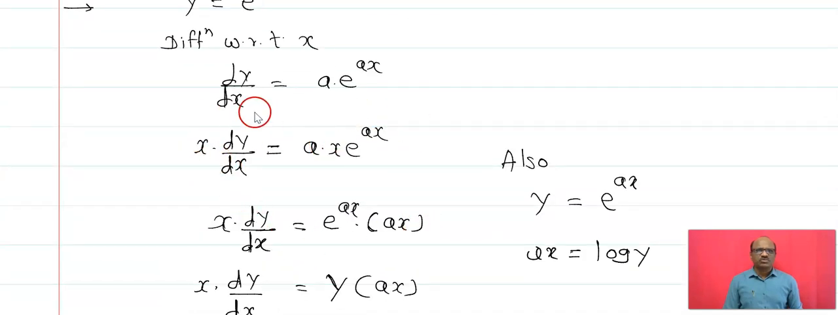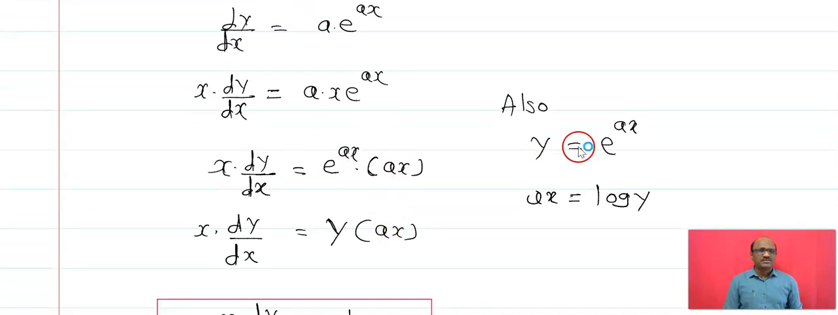Therefore multiply both sides by x. x into dy by dx is equal to a into x into e raised to x. And therefore you will get x into dy by dx is equal to e raised to x, in bracket ax. But what is the value of ax? Now see this here, y is equal to e raised to x. Now this exponential function can be turned into the logarithm function. That is, take log on both sides. Then you will get log of y is equal to ax. Therefore the value of ax is log y.